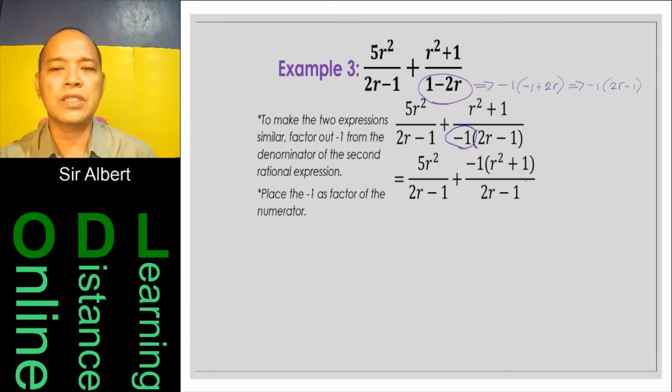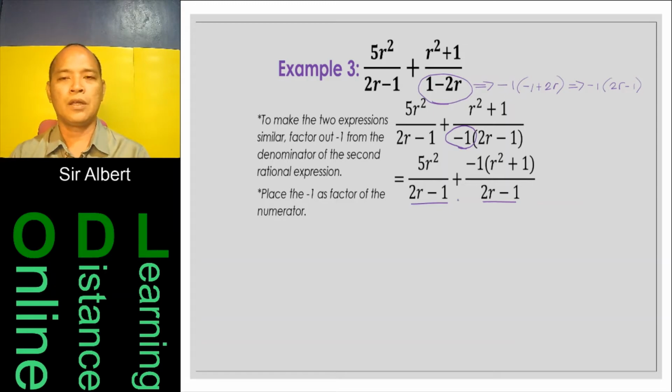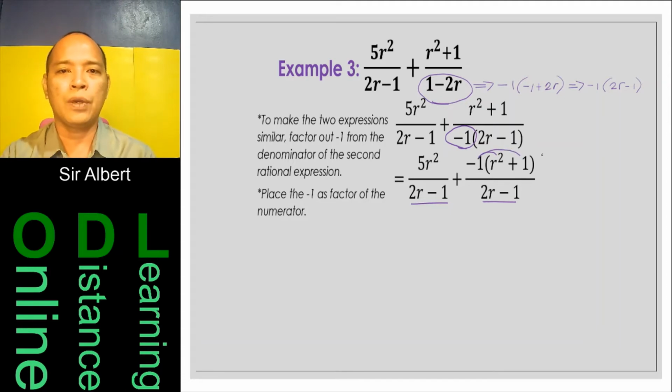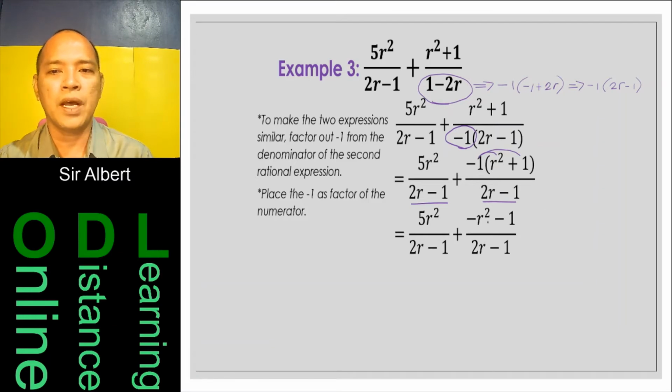Our manipulations have then resulted to having the same denominator of 2r minus 1 and 2r minus 1. So in effect, we are now dealing with similar rational expressions. By multiplying -1 to r squared and -1 to 1, we will then have 5r squared over 2r minus 1 plus -r squared minus 1 all over 2r minus 1. At this point, we are now going to operate with similar rational expressions.